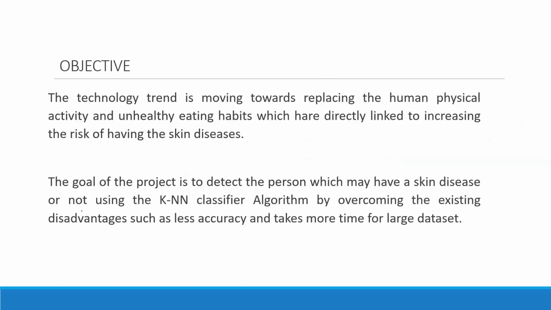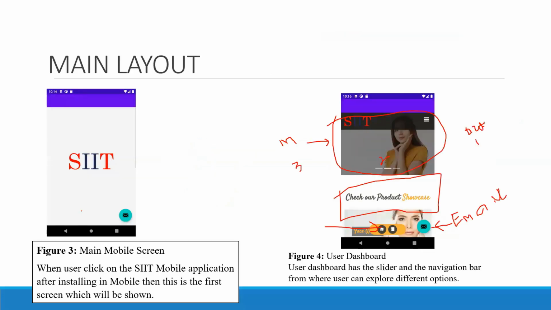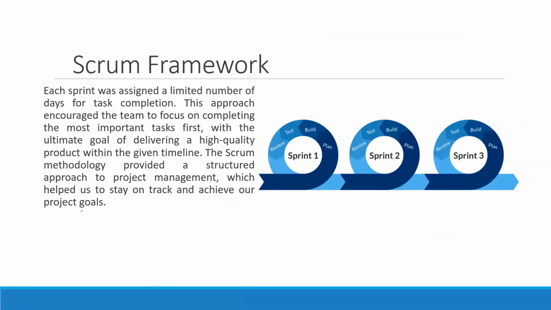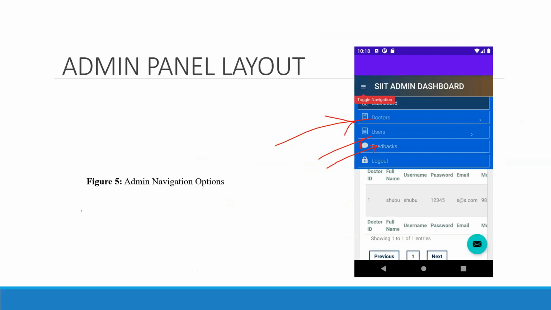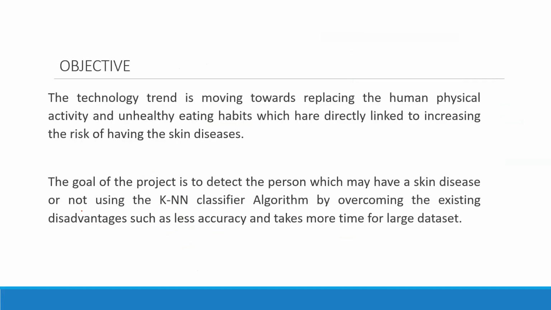See, let us understand what exactly my objective is. These are the two sprints, one, two. Let us go back and understand what exactly my objective is.